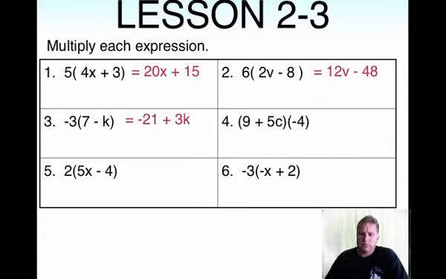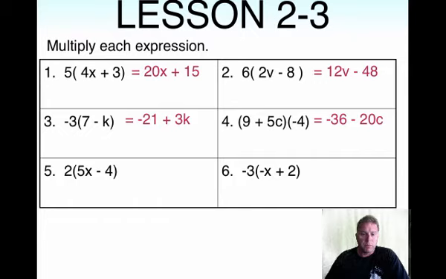Number 4, we have the quantity 9 plus 5c multiplied by negative 4. So we're going negative 4 times 9 and negative 4 times a positive 5c. Negative 4 times 9 is negative 36, and negative 4 times a positive 5c is a negative 20c. Signs are different, so the answer is negative.